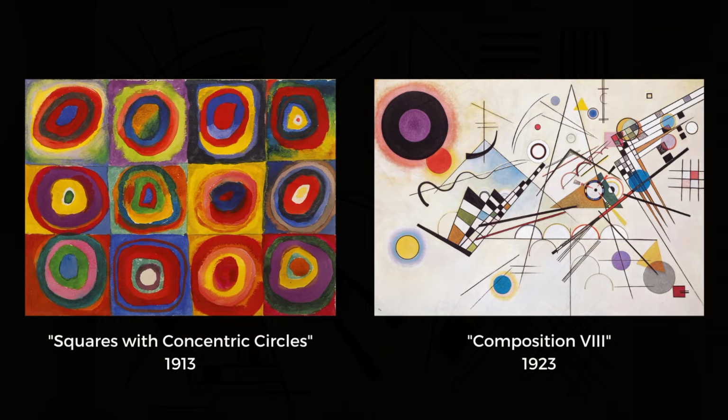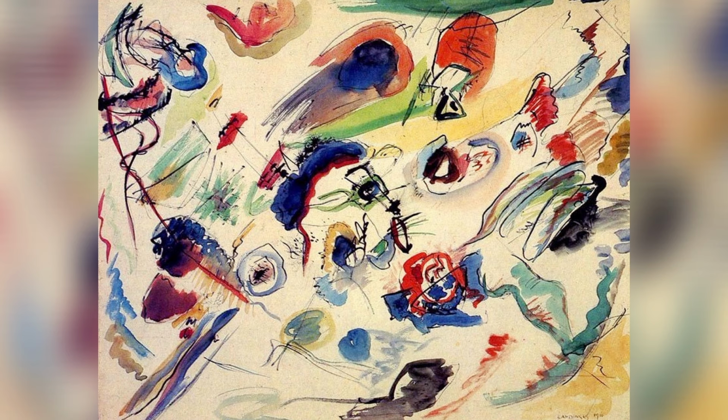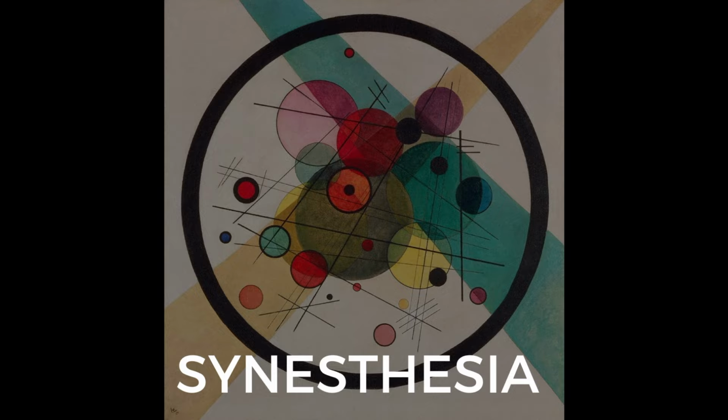And an interesting fact, one of the reasons Kandinsky combined colors and music as he did was because the artist had synesthesia, which means that sometimes his senses would mix. He could actually hear colors and see sounds. Can you?